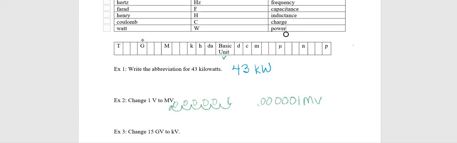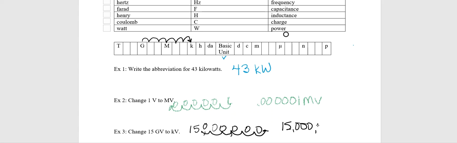Giga is a capital G, and we're moving to a little k. So 1, 2, 3, 4, 5, 6. This time we're moving 6 to the right. 15 has the decimal to the right. Moving 6 to the right. 2, 3, 4, 5, 6. Filling those with zeros. So 15 gigavolts is 15 million kilovolts. Kilovolts is a smaller unit, so it takes much more of them than it would if it was in a gigavolt.